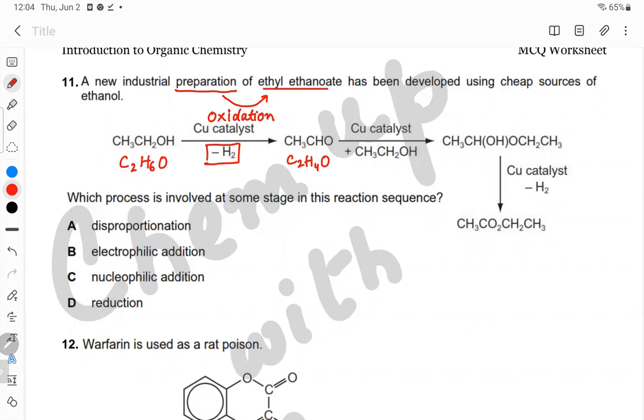Now, if you look, it is an aldehyde. So if I make its structure, it will be like CH3 C double bond O H. ये point समझ में आ रहा है सबको?